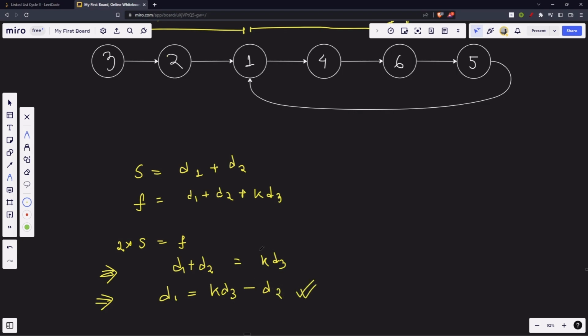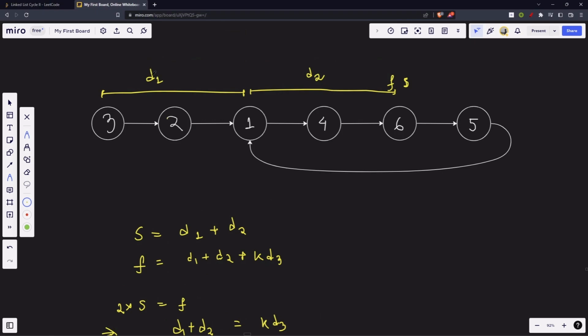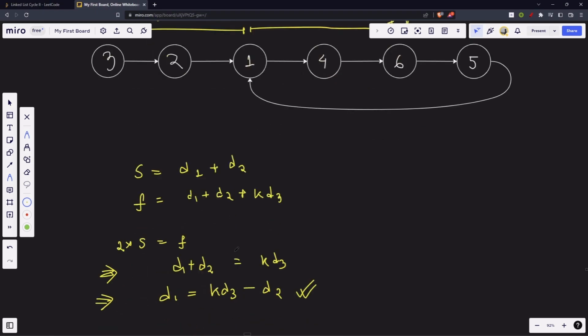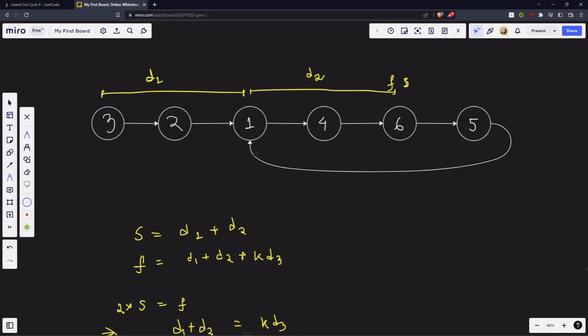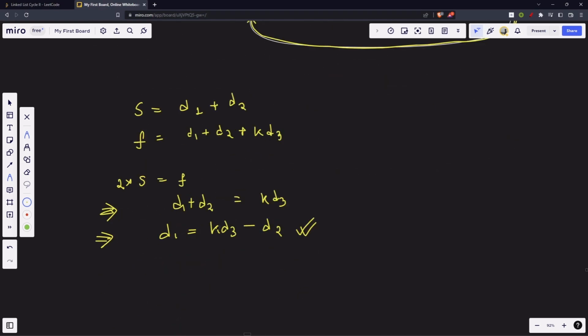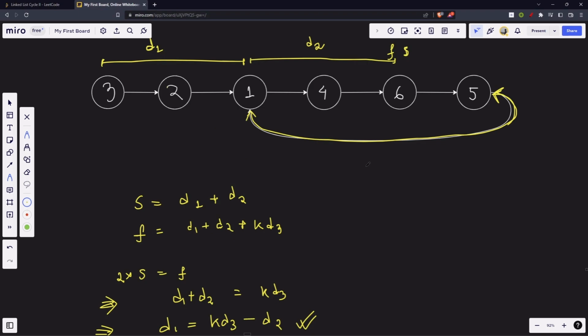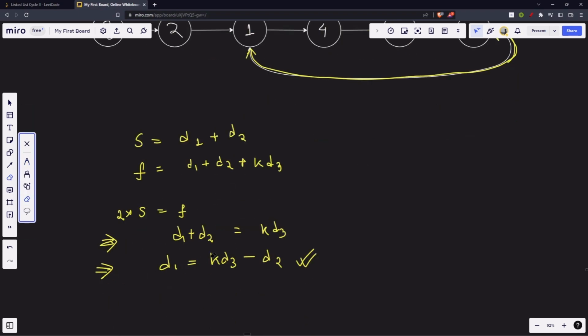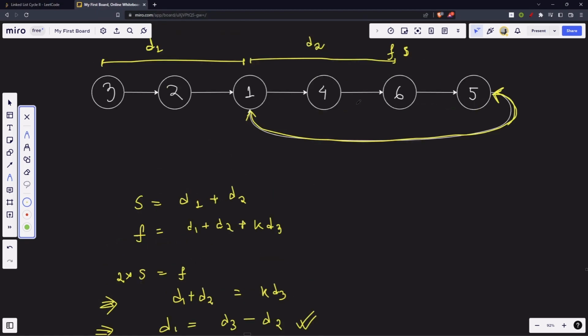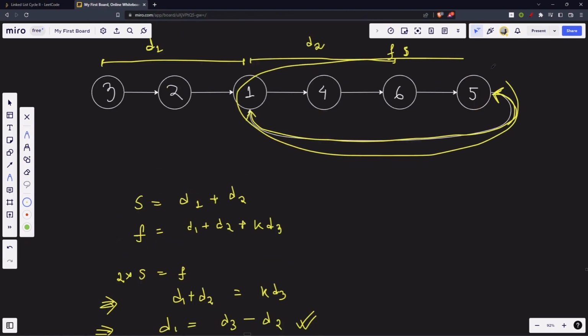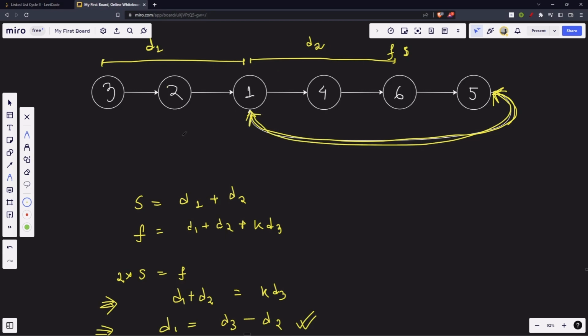Now what does this mean? What is d1? This is d1. And what is k into d3 minus d2? This is k into d3 minus d2. Let's just ignore this k. Let's consider it one full cycle, d3 minus d2. So what is d3 minus d2? If this whole is d3, and this is d2, then if we subtract this distance, we get this distance, right? So what does that mean?